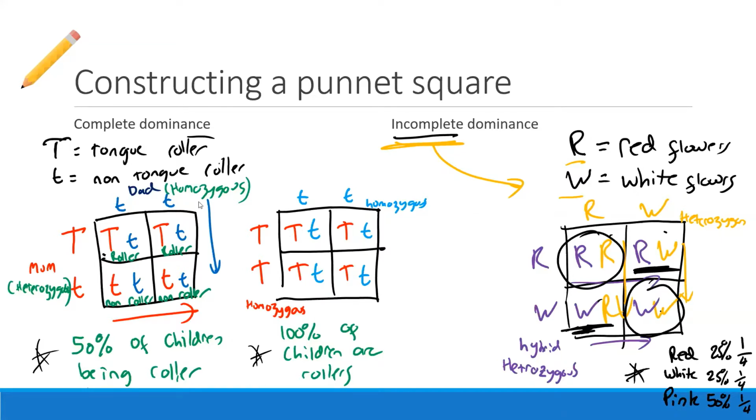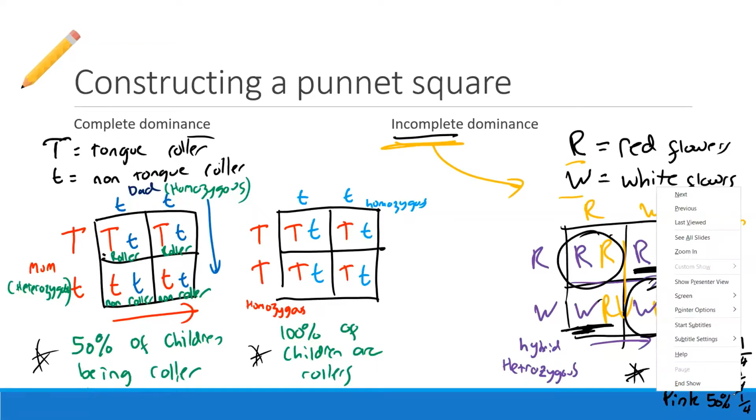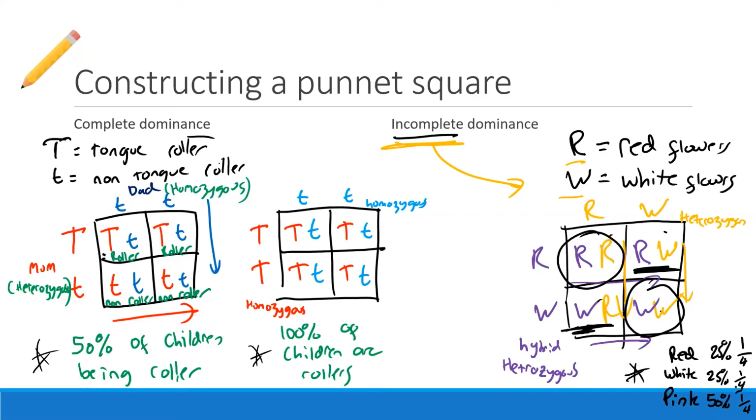Wait, so isn't 50% 2 over 4? Yes. Sorry, I got carried away. Whoops, and I changed the slide. That should be 2 over 4. There we go, fixed.